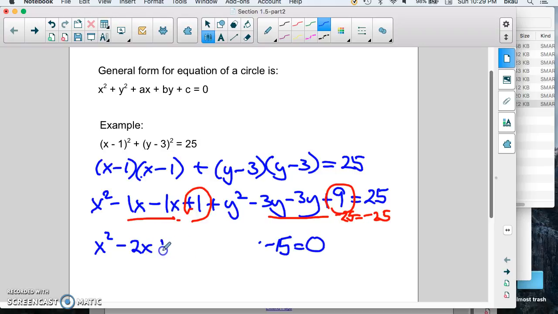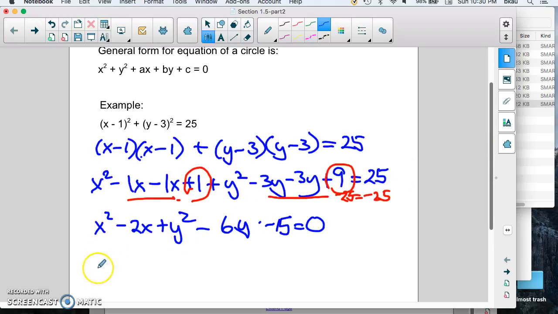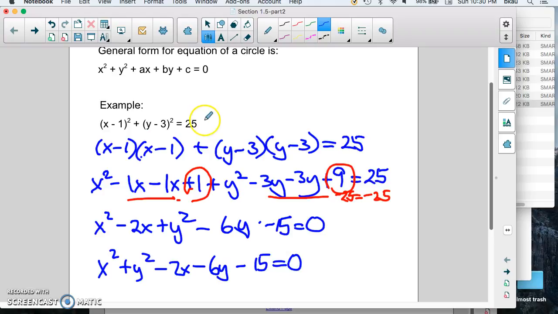And then we'll have y squared minus 6y. So this is what we have, and if we want to write it in general form, we'd put the x squared first, the y squared second, the x next, the y in the next position, and the 15, the constant, last. So this is general form from the standard form. The standard form is up here. If we expand out doing FOIL and combine like terms, moving the 25 over, we'll get the general form.